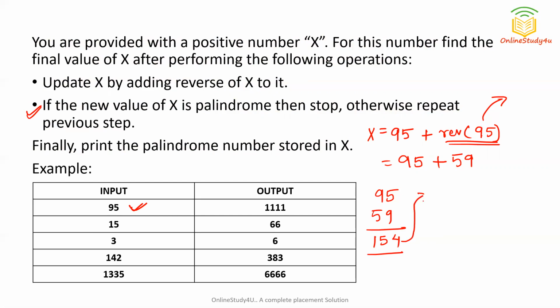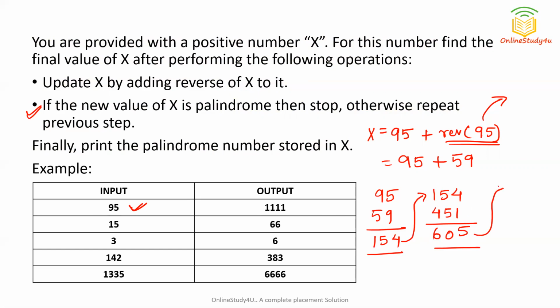Now again we have to perform step 1 for this number. So for 154 we have to again add it with the reverse of the number. So what is the reverse of 154? It is 451. Now if we add this, what will we get? We will get 5, then 0, then 4, 5, 6. We will get 605. Now again this number is not a palindrome.